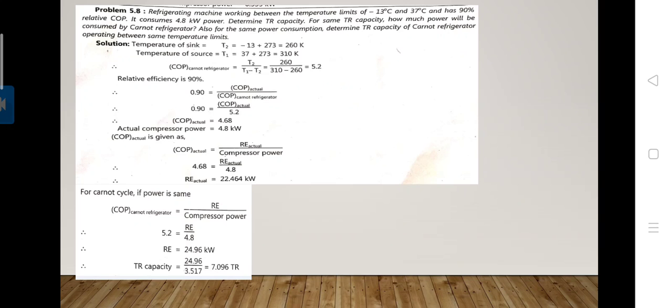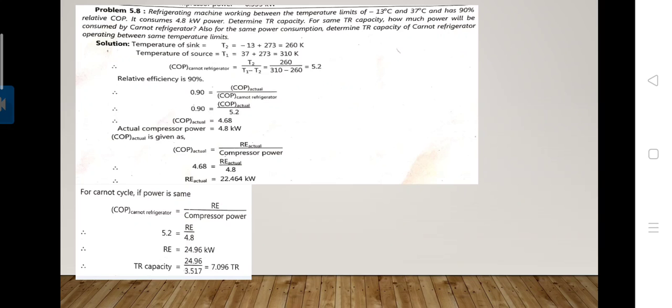Okay, next we have to calculate the TR capacity of the Carnot refrigerator operating between the same temperature limits. For that purpose, again we take COP of refrigerator is equal to refrigeration effect divided by compressor power. The COP we just calculated is 5.2, and the compressor power is 4.8. So refrigeration effect RE is equal to 24.96 kilowatt.